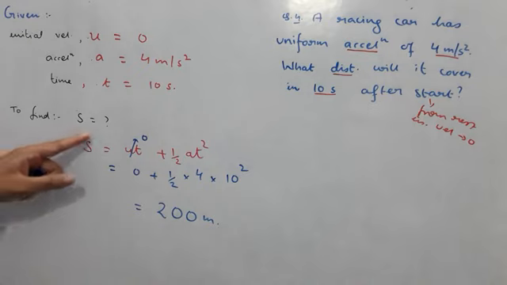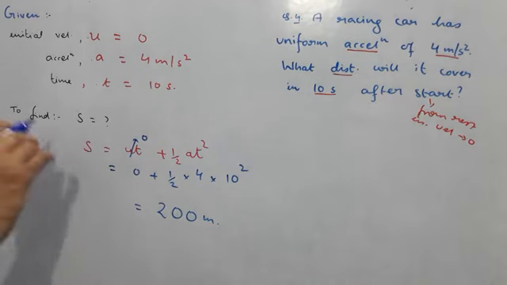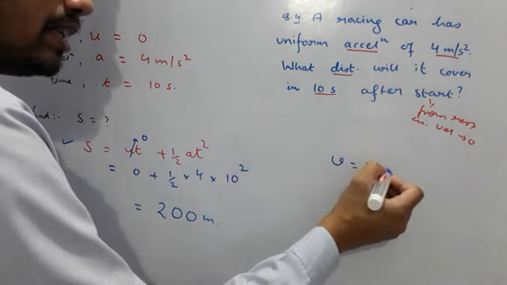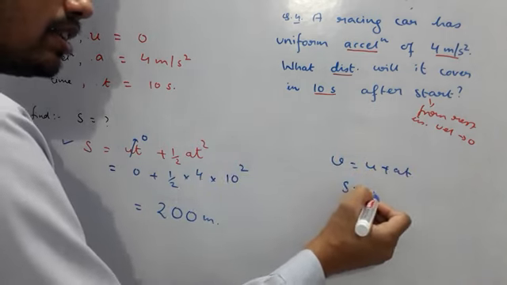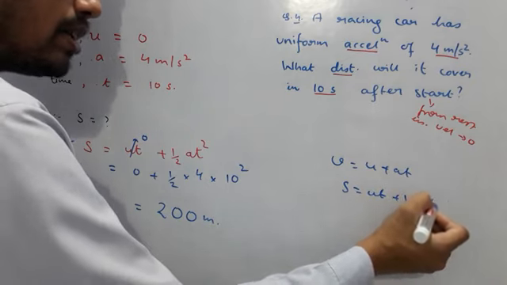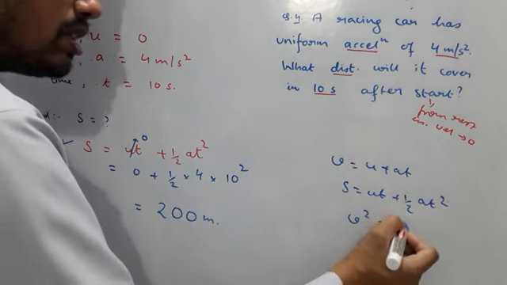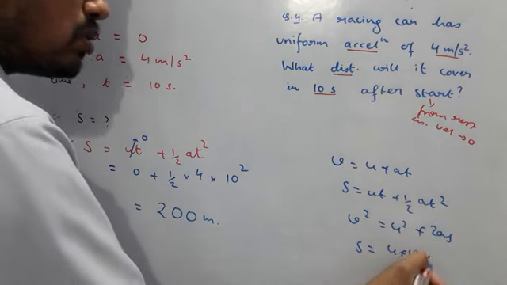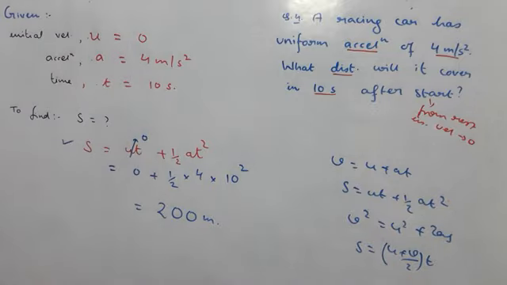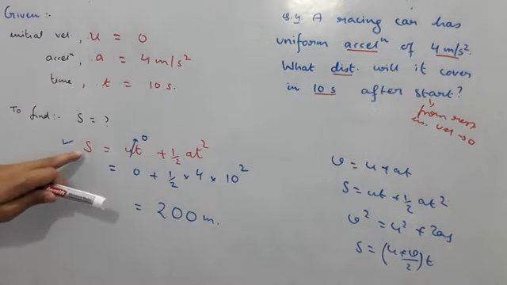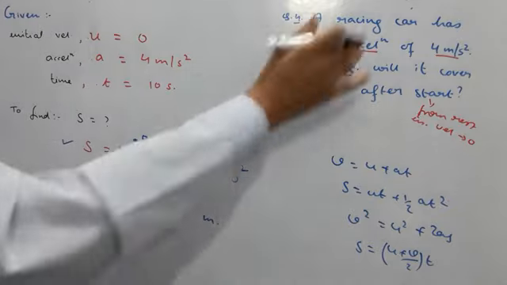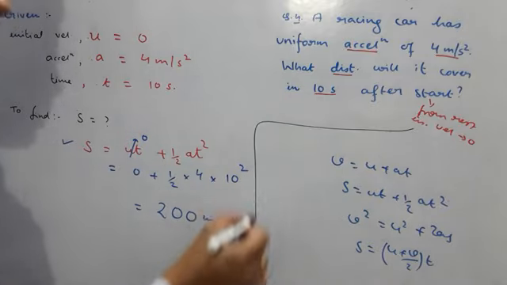Now if you have some problem in thinking which formula we should use, see, you have the collection. V is U plus AT, S is UT plus half AT square, and V square is U square plus 2AS, and one more is there, S is (U plus V) by 2 into T. I am going to say something which will help you, students, if you are finding it difficult to think which equation we should use. See, there are 5 things. One is U. So we have finished this question. Just I am discussing something which will help you out.